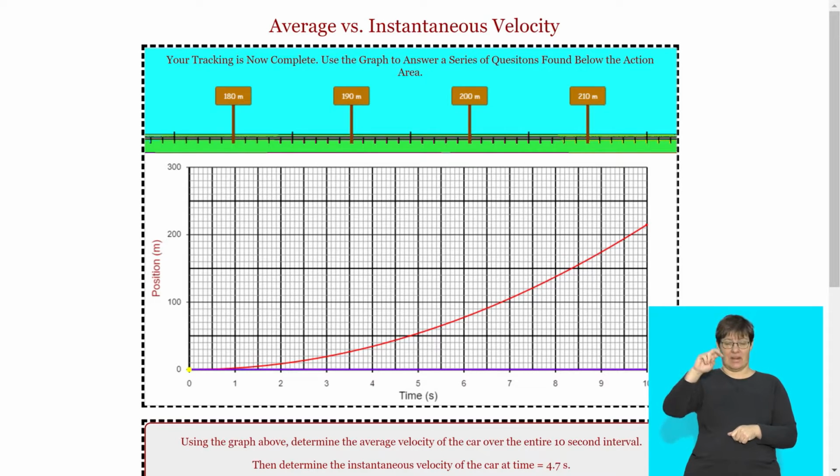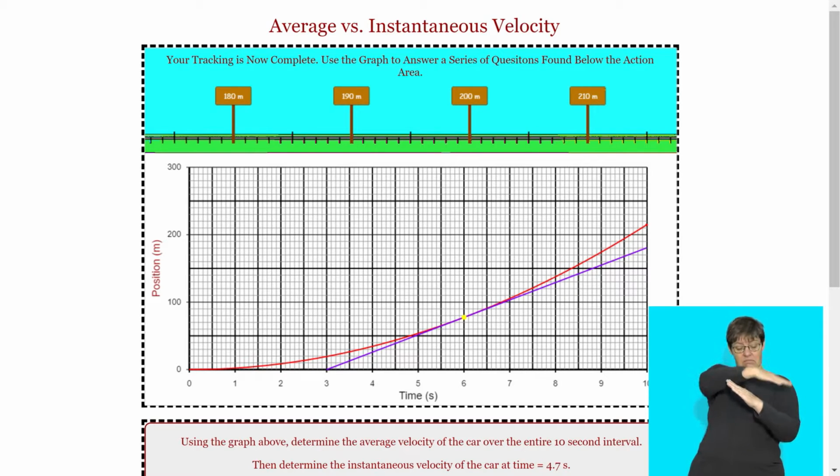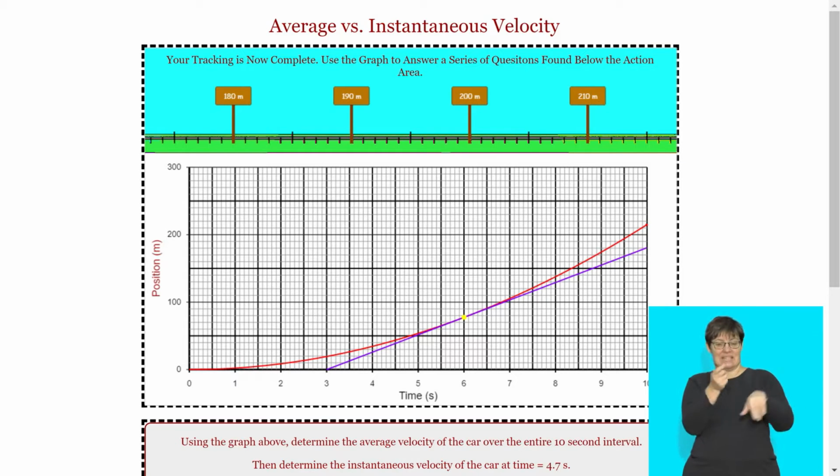I need you to see what happens with this blue line. So if I go and I say, I want to know what the velocity is at that point, it's 6 seconds. This line has now drawn a tangent, this straight line. I use that straight line to find the gradient of the graph. That gradient gives me the velocity at 6 seconds, exactly at 6 seconds. So that's the instantaneous velocity at 6 seconds.